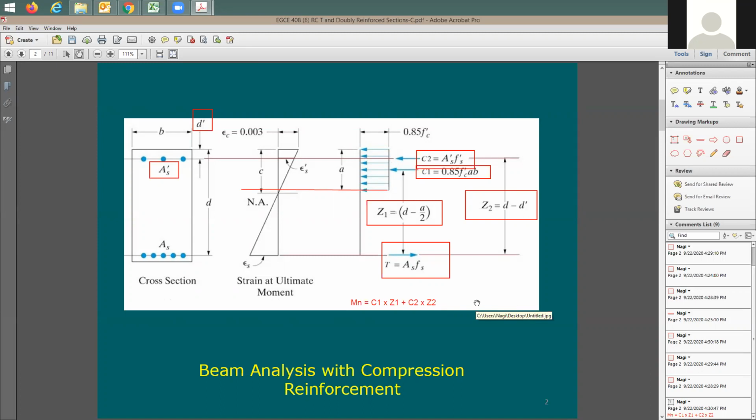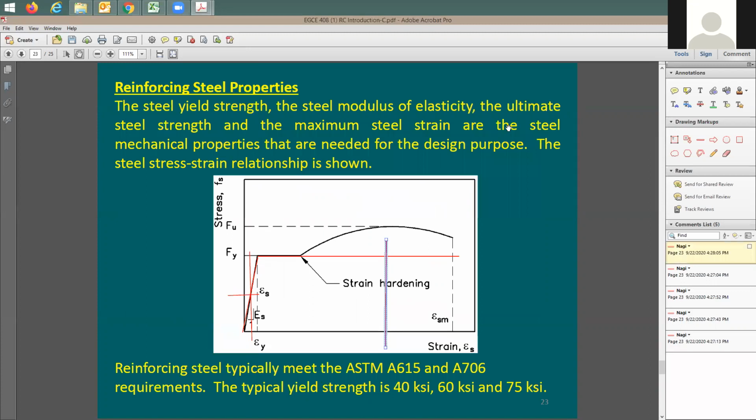Professor, can I ask a question? Yeah, of course. That's what I'm urging you to do. Okay. Is the Fs prime the same as Fs? Because the steel is compressed for Fs prime, so I'm confusing whether it is the same.